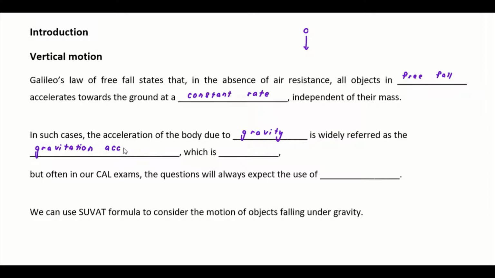Scientists have found out the value of this acceleration, which we will write in the short form g, equal to 9.8 meters per second squared. This is the value that I think you commonly use in physics or in science. But when we talk about our Cambridge Maths exam, the questions will expect us to use g equal to 10, for easier calculation. Rather than using 9.8, we use 10 for all the questions in the past year papers.